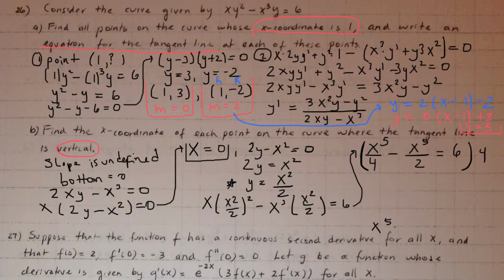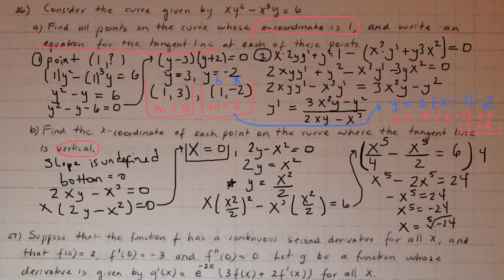x to the 5th minus 2x to the 5th is equal to 24. That's just me distributing the 4. So negative x to the 5th is equal to 24. So x to the 5th is equal to negative 24. So x is equal to the fifth root of negative 24. Now, this is not an imaginary number because it's the fifth root of negative 24. And so that actually makes it okay. It's an odd root.